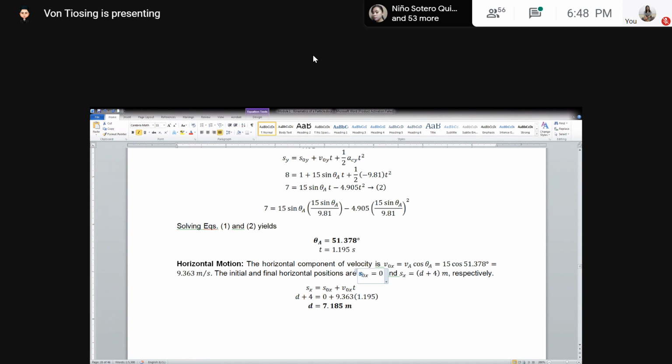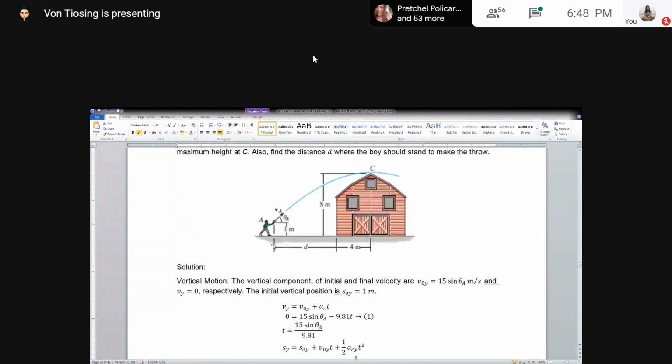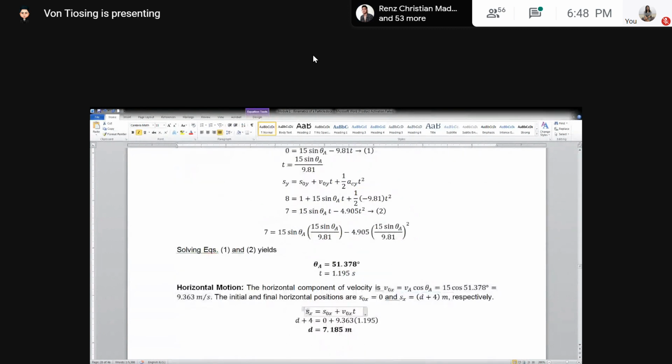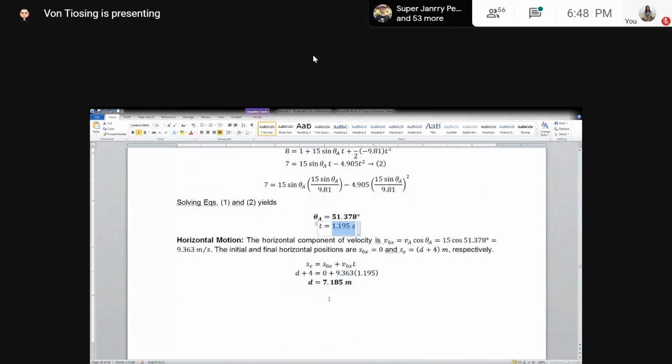So, the initial and final horizontal positions are, the final is D plus 4. Nasaan yun? D plus 4. So, Sx is equal to what? S naught x plus V naught x times T, no? Yung T nakuha natin yun dito. So, 9.363 times 1.195. Okay, so we have 7.185 meters. Okay, so ganyan kakalayo doon sa wall ng barn, in order for you to hit the roof of the barn.